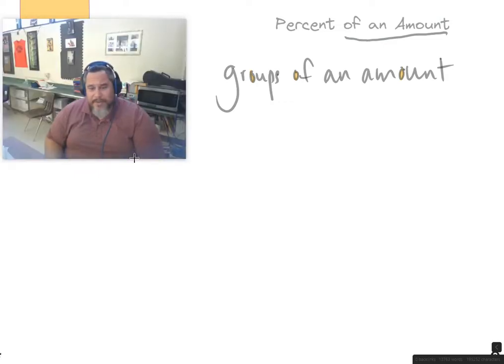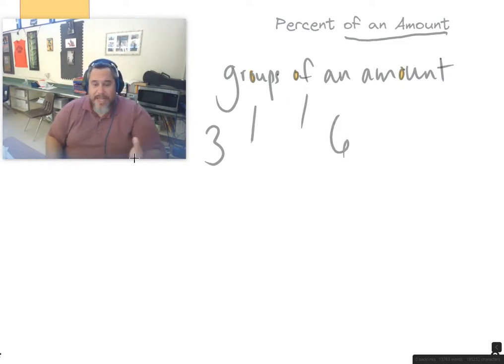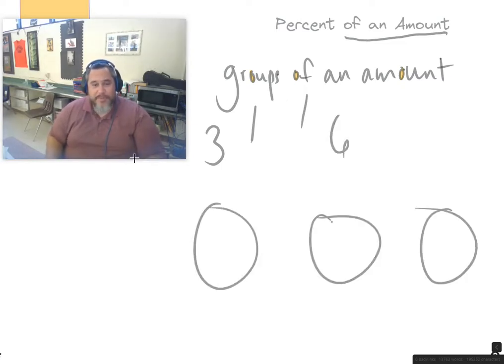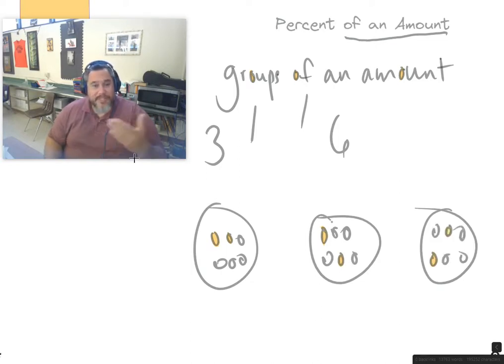Well, let's do an example. Let's say we have three groups of six. What would that look like? Well, here's a group, three groups of six, six in each. So what do I see here? I see six plus six, so I see addition. I see repeated addition. This is multiplication. Whenever I say I have groups of an amount, that's just saying I have multiplication happening. I have six happening three times.